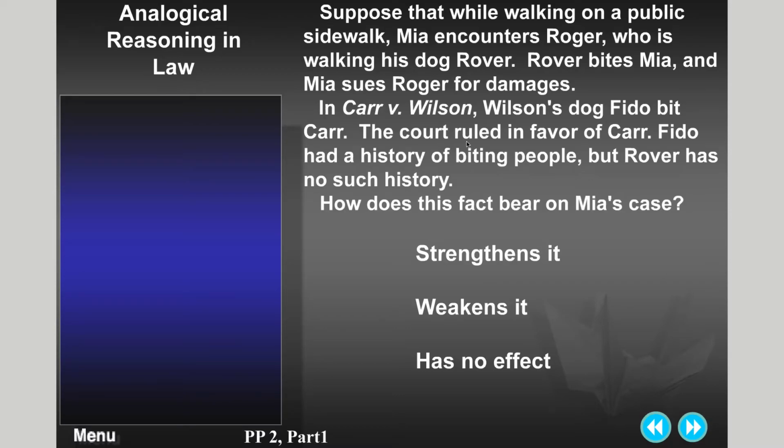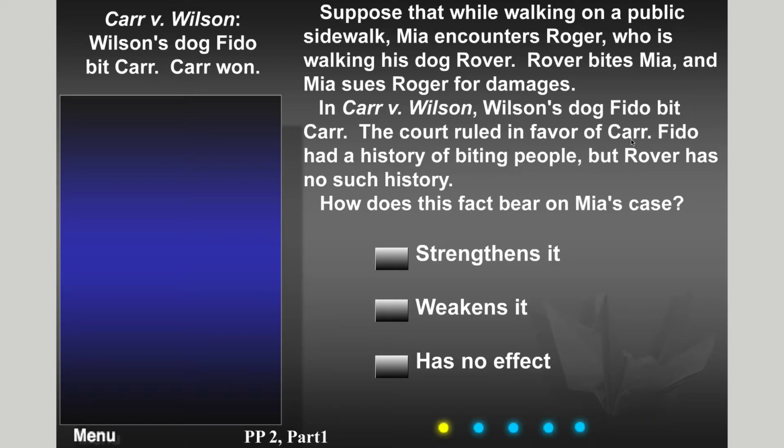So in Carr versus Wilson, Wilson's dog Fido bit Carr. The court ruled in favor of Carr. Fido had a history of biting people, but Rover has no such history. See how there's a disanalogy there? That is to say, a difference. How does this fact bear on Mia's case? So we found something that's a big difference here.